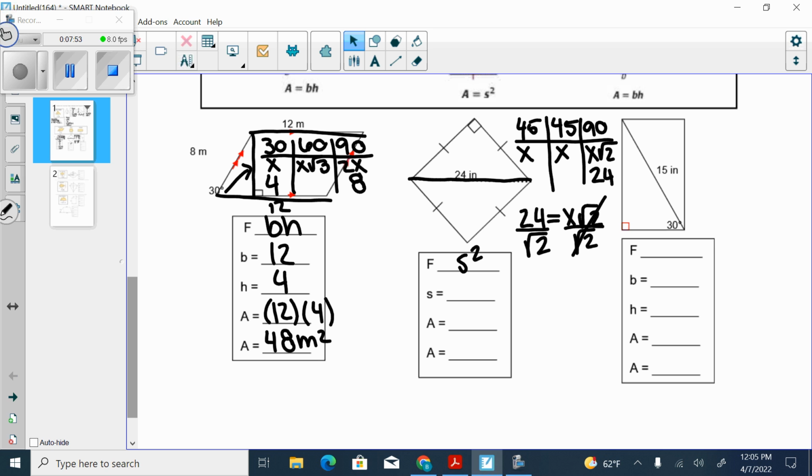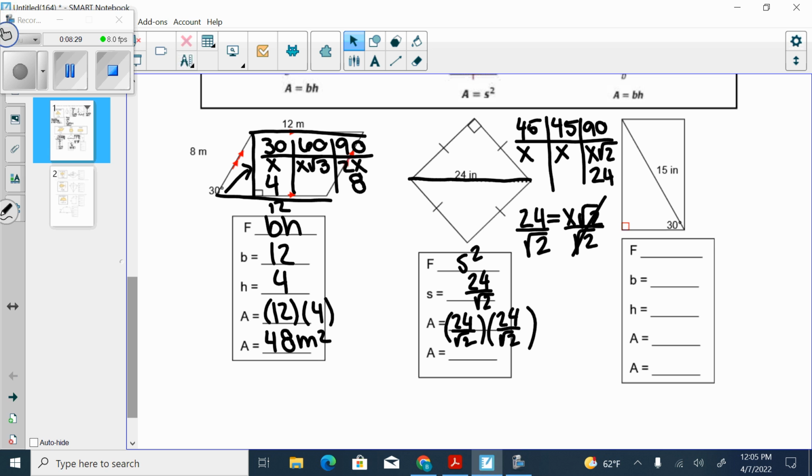So x is equal to 24 over square root of 2. We don't like to leave square roots in the bottom. So what would we do to get a square root out of the bottom? Right, square root of 2 on top and bottom. However, our final answer here is asking for the area, which we said is side squared. So if one of the sides is 24 over square root of 2, the area is 24 over square root of 2 squared, or 24 over square root of 2 times 24 over square root of 2.